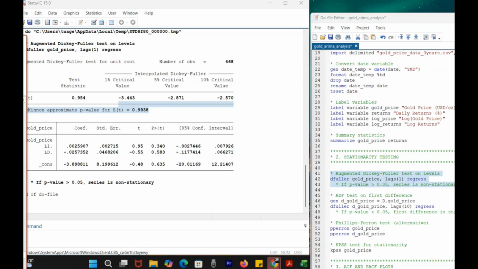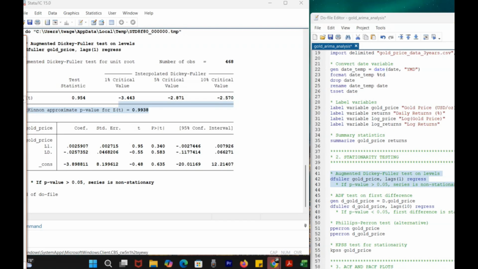Yes, please. We fail to reject the null hypothesis of a unit root, which means we do have a non-stationary series. Yes, unit roots mean non-stationarity. You need to differentiate it to make the series stationary.